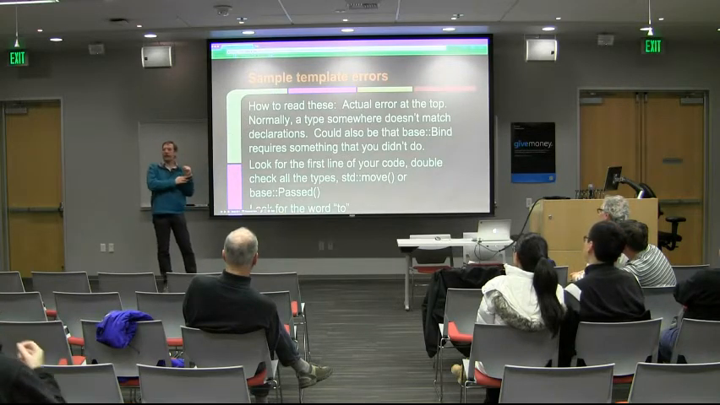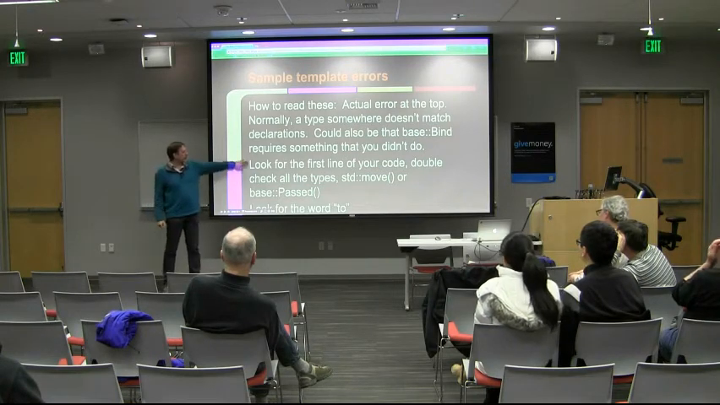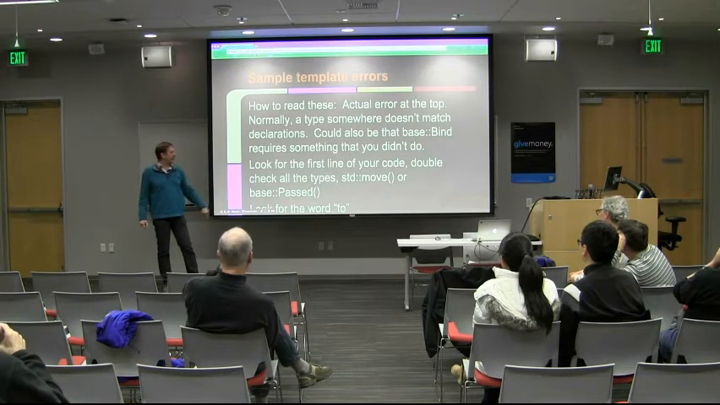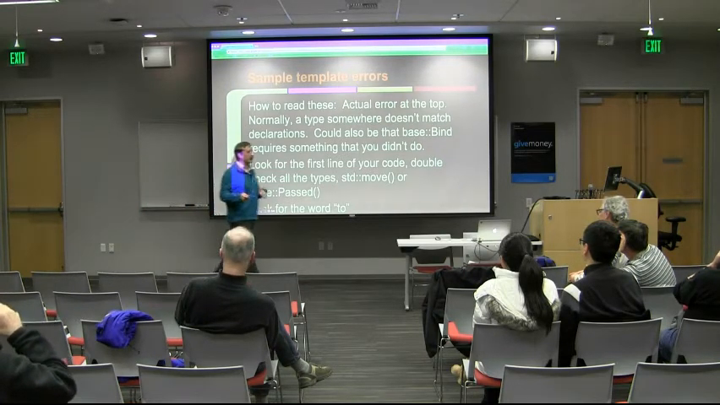I believe this was done with a Clang compiler. Normally, a type somewhere doesn't match. Or maybe base bind had some requirement that I didn't fulfill properly. Look for the first line of my code. Double check all the types in that line. Make sure I use standard move or base passed. And look for the word "to". I'll show you what I mean by looking for the word "to".